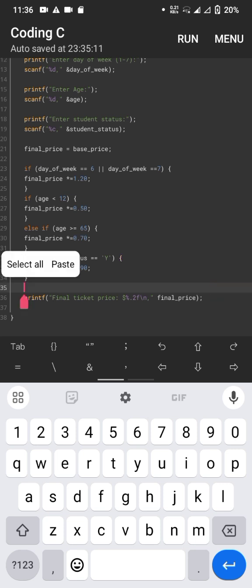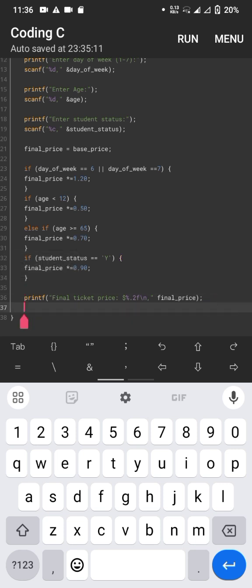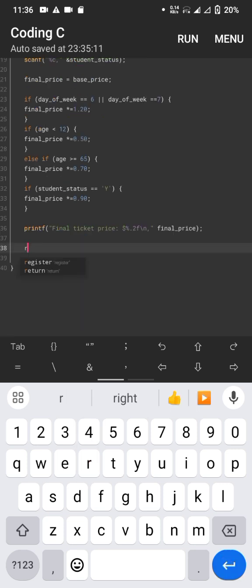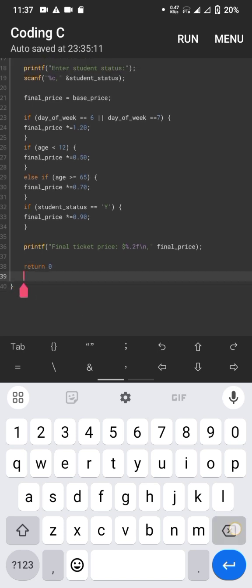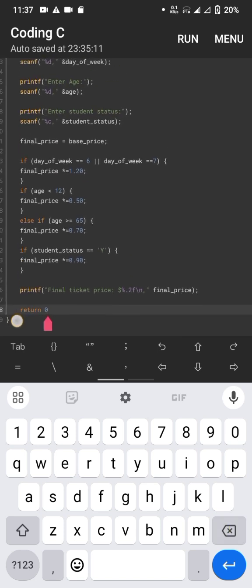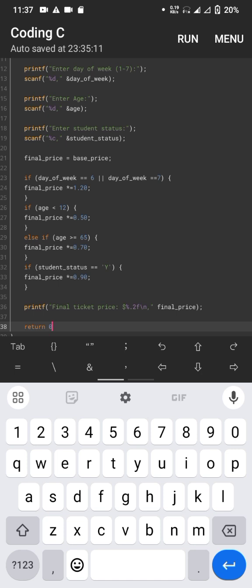So we need to input printf final ticket price. After applying all the relevant adjustments, the final price is printed with two decimal places. Then we need to input return 0, and then the close bracket. And now let's try if this code will run.